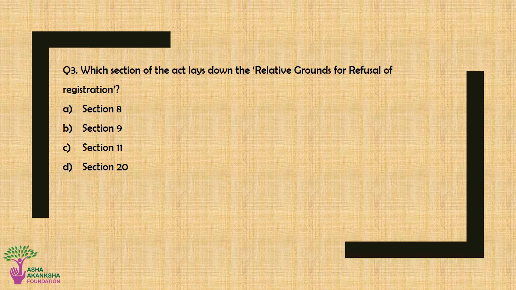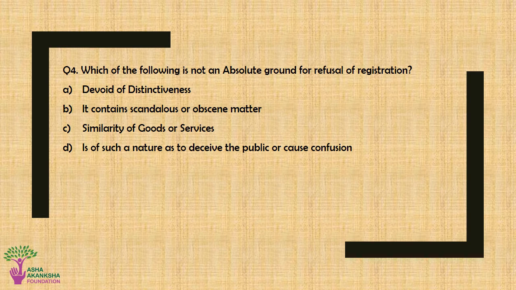Question number 3. Which section of the Act lays down the relative grounds for refusal of registration? Option A. Section 8. Option B. Section 9. Option C. Section 11. Or option D. Section 20. The correct answer for this question is option C. Section 11.